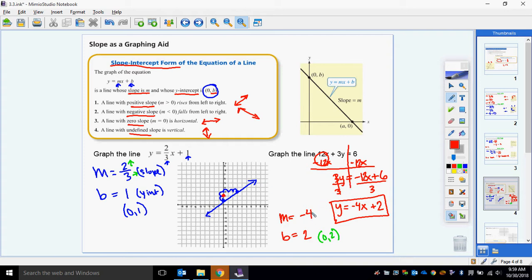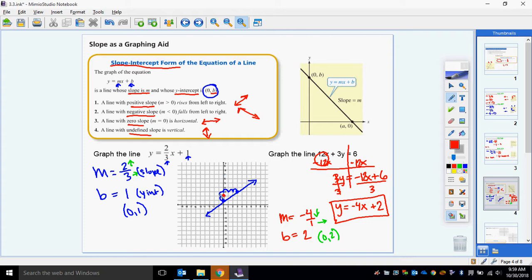So negative 4 is my slope. That's just one number. It's not a rise over a run. But if you think about it, it is a fraction, right? I can make any number a fraction over 1. So I'm rising negative 4. Negative rise means I'm going down. And then I'm running positive 1, which means I'm going right.